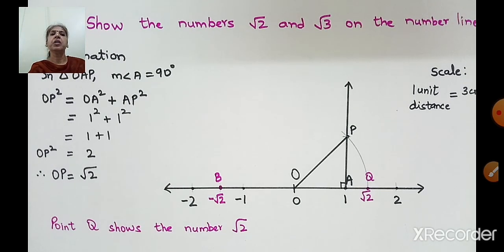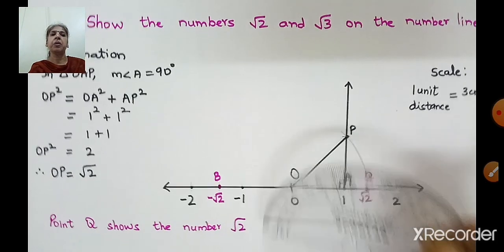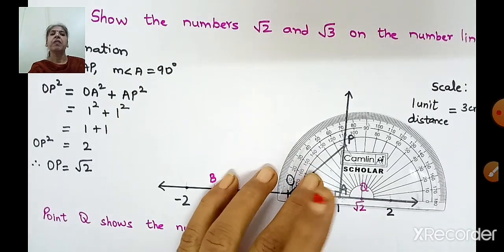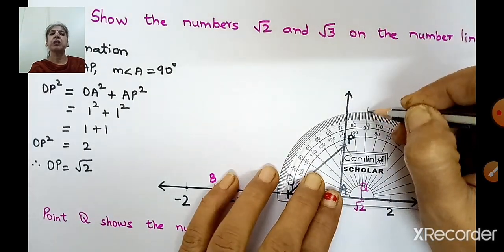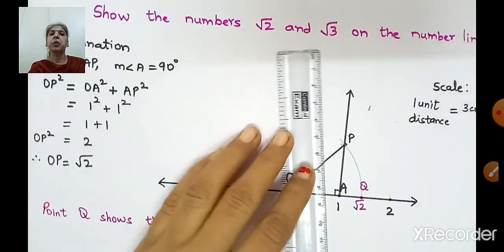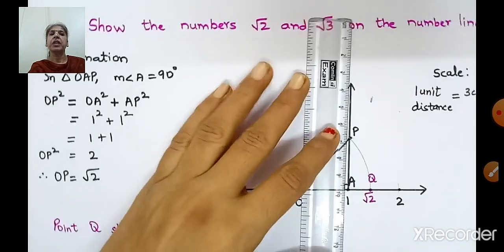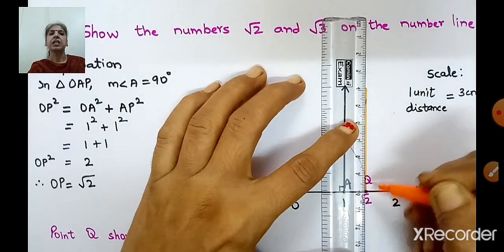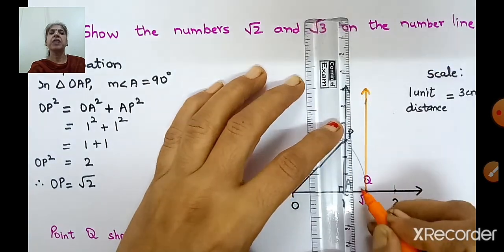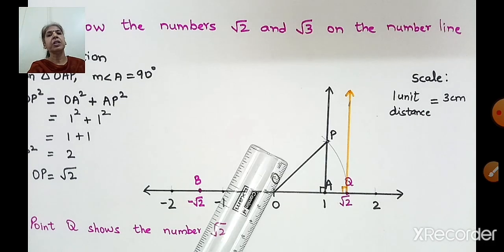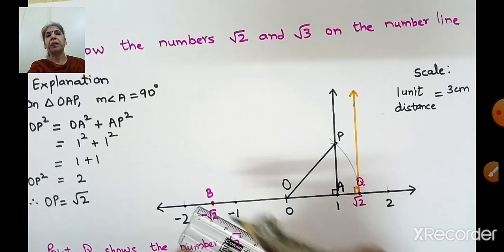Now for root 3, the same procedure we have to follow. But now we will be drawing the perpendicular on root 2. We will keep our protractor on root 2, with the center of the protractor on point Q, that is our root 2. Now with the help of your ruler, draw a straight line, that is our perpendicular. So for root 3 also we have drawn a perpendicular, but now this perpendicular is drawn on the point Q.